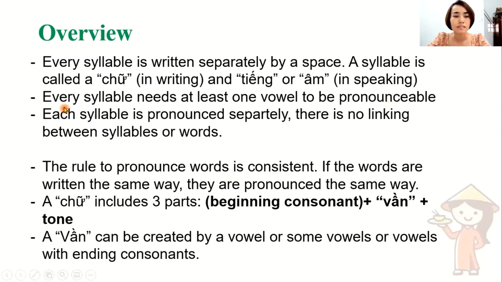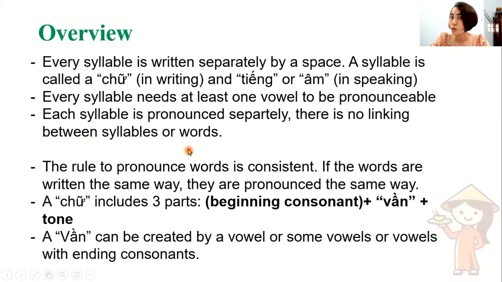Second point, every syllable needs at least one vowel to be pronounceable. In English, you see a word like tourism, which seems to have no vowels, right? But in Vietnamese, every word needs a vowel to be pronounceable. And each syllable is pronounced separately, and we don't link the words or the syllables.